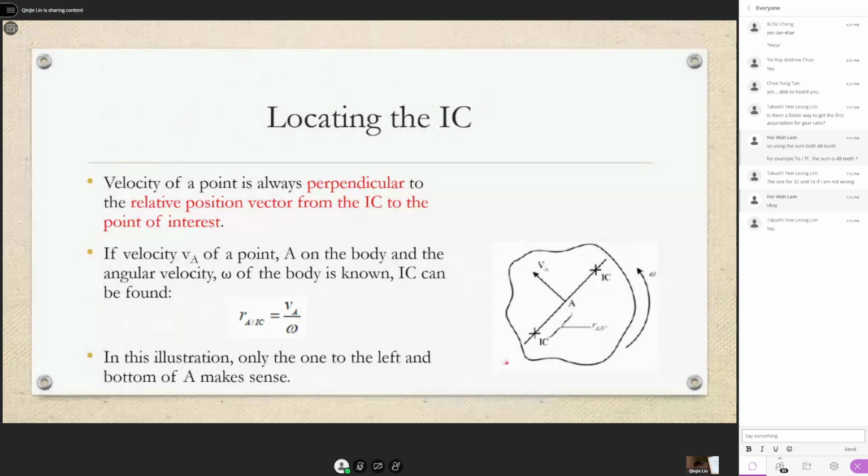But for this particular illustration here, if omega is turning like that, of course, only this can be the IC. That's why in this illustration, only the one to the left and the bottom of A makes sense. Okay, this must be the instantaneous center. There may be situations where your guess is either here or here. But from the motion, you can confirm that the IC will be here. Down here will not make sense, because when you turn, this will follow like this, and then this is the part that will be stationary. It will move.